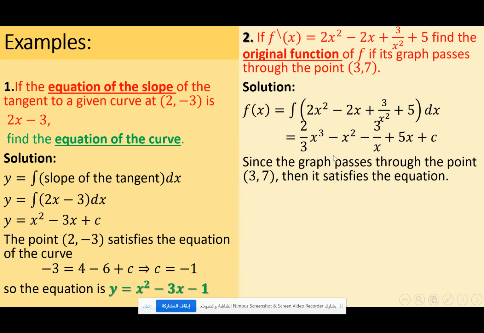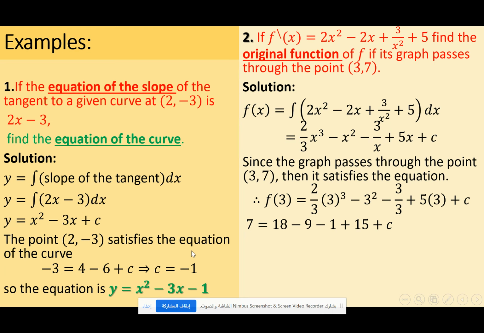Now we need to get the value of c by substituting x by 3 and y by 7. Exactly like that. f of 3 equals 2 over 3 times 3 cubed, minus 3 squared, minus 3 over 3, plus 5 times 3, plus c. That all will equal 7. 7 equals 27 divided by 3, which is 9. 9 times 2 is 18. Minus 9, minus 1, plus 15, plus c. Now try to calculate all this and take it to the other side. Subtract it from 7. You will get c equals negative 16.